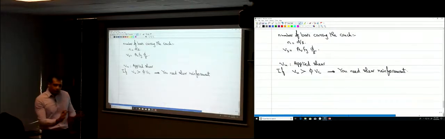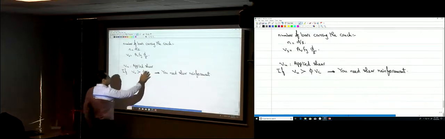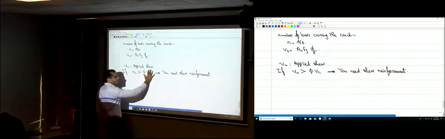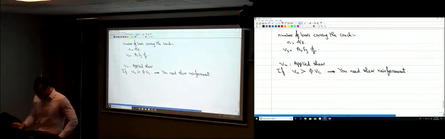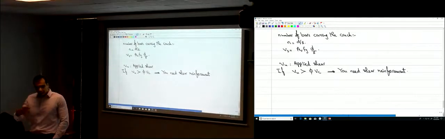Right? The concrete is not enough. The applied shear force is larger than the strength of the section, of the strength of the concrete. So you need to provide some stirrups to resist this difference, okay?